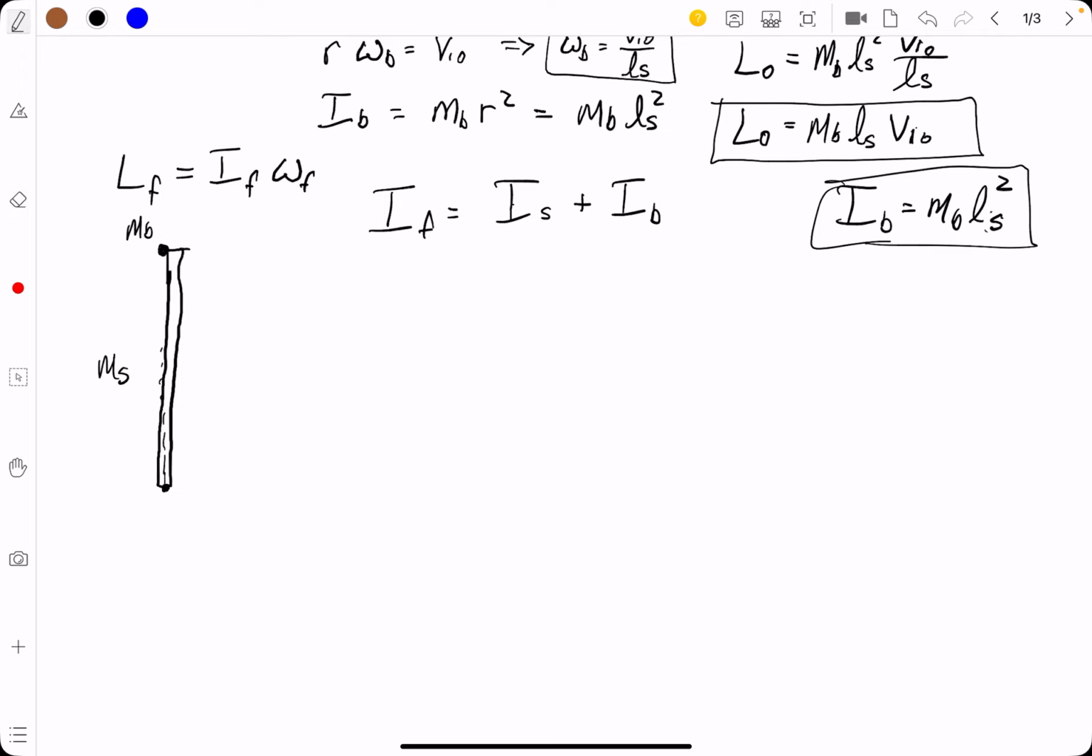So, fine, now all we have to do is the I of the stick. Well, that's just a narrow rod. Go to your figure 10.12 or 10.11 or whatever it is, and you're going to find 1/3 mass of the stick times the length of the stick squared. So now we can say that our final moment of inertia is 1/3 mass of the stick LS squared plus the mass of the box times LS squared.